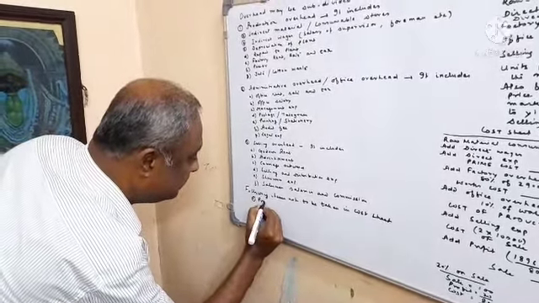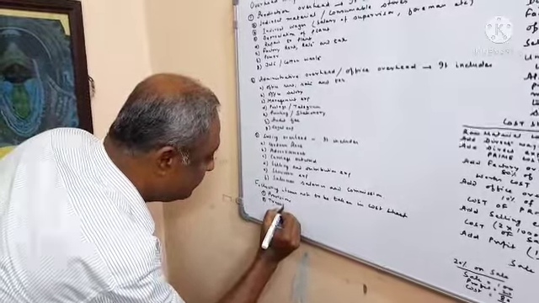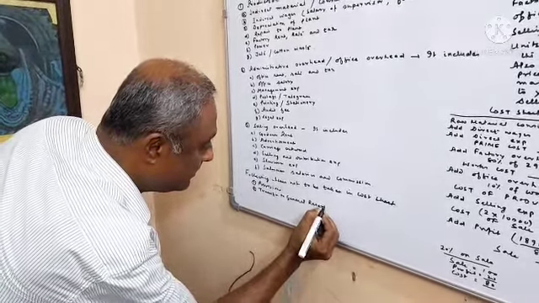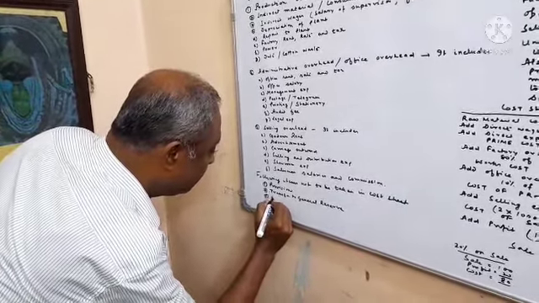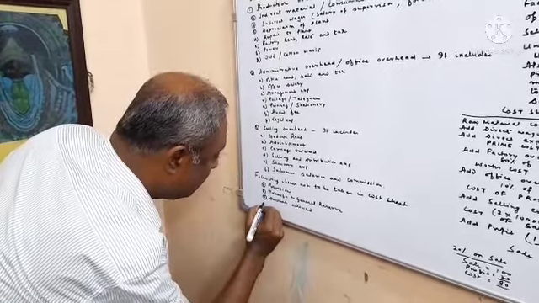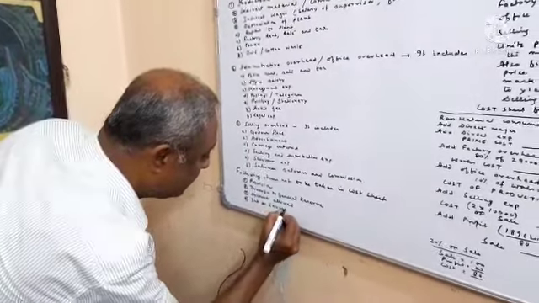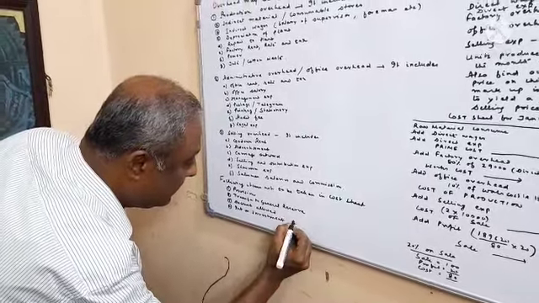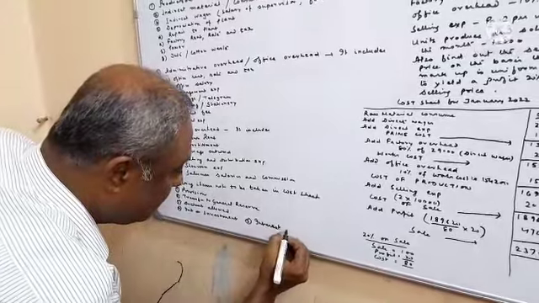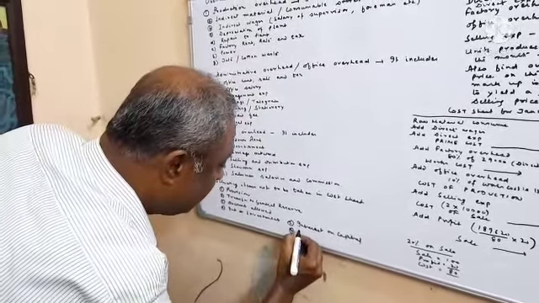Number one, provision. Number two, transfer to general reserve. Number three, discount allowed. Number four, interest on investment. Number five, interest on capital. Number six, loss on sale of asset.